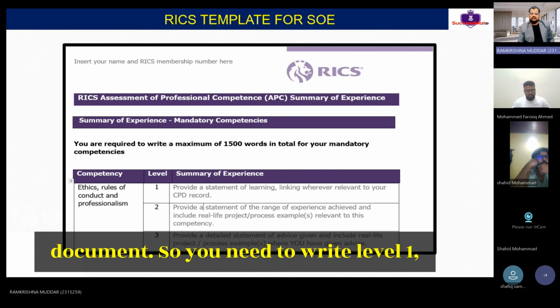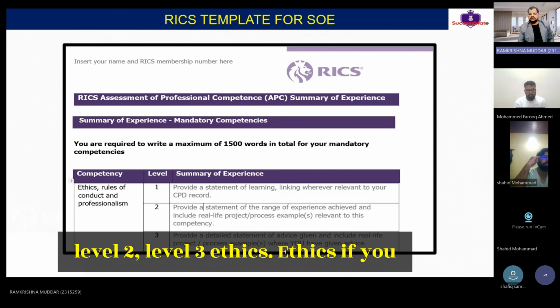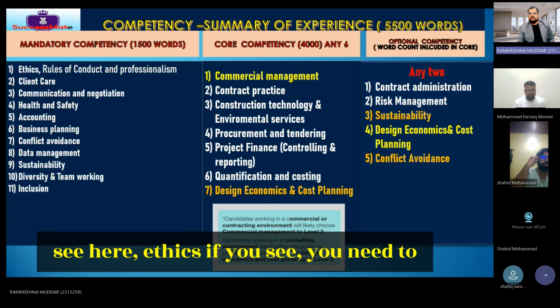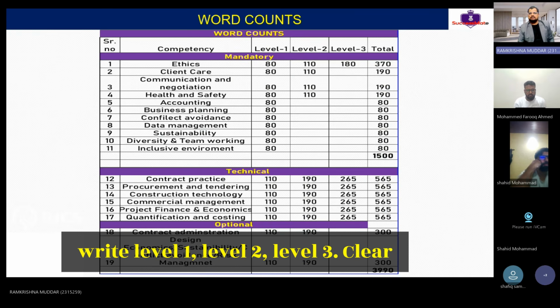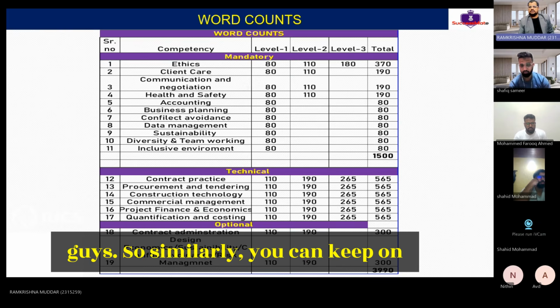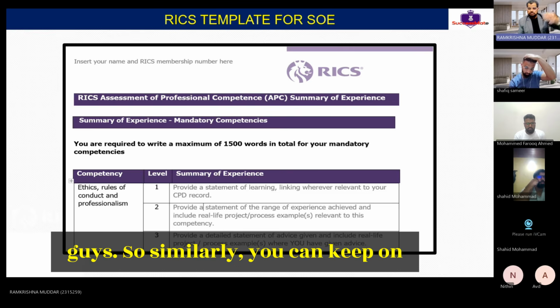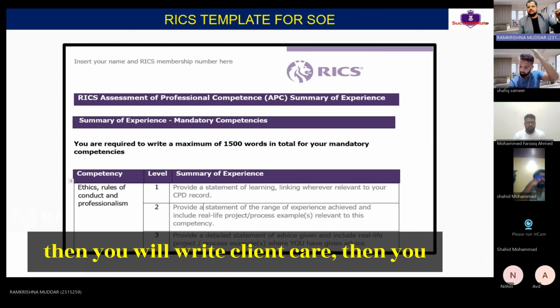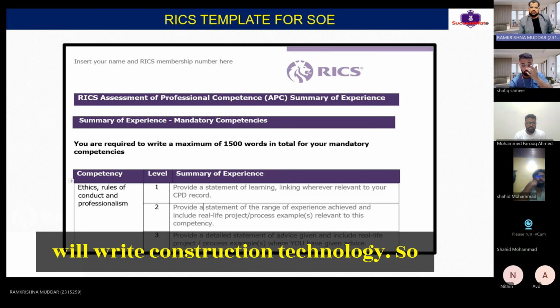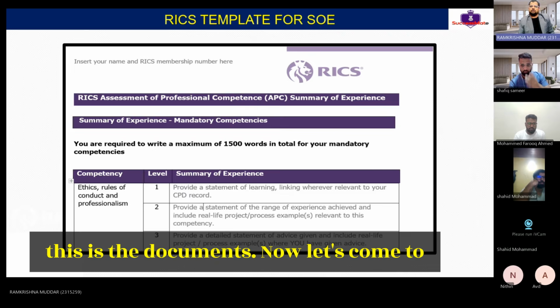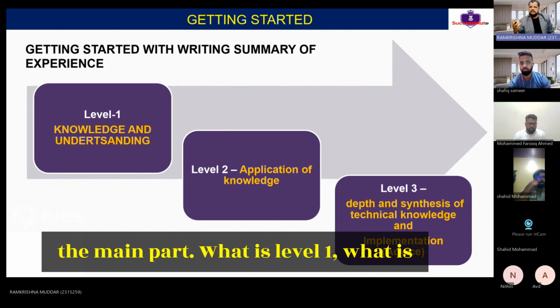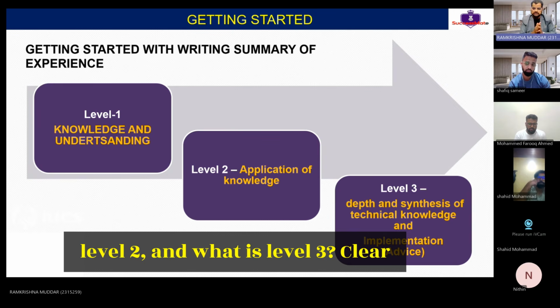So you need to write level 1, level 2, level 3 for ethics. Clear, guys? Similarly, you can keep on adding. First you will write ethics, then client care, then construction technology. So this is the document. Now let's come to the main part. What is level 1, what is level 2, and what is level 3?